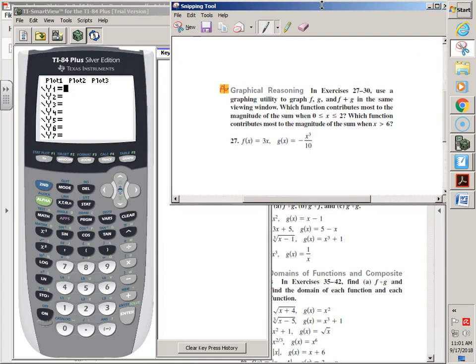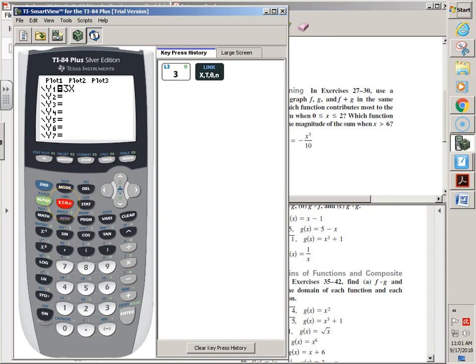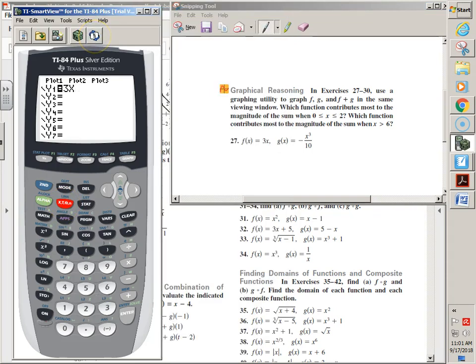Okay, so here's the dealio. Do you guys know what 3x looks like in general? A line. Okay. Let me get rid of this guy. What does negative x cubed over 10 look like? You guys remember where that cool fraction thing is? Alpha y equals makes a nice pretty fraction. Negative x cubed all over 10.